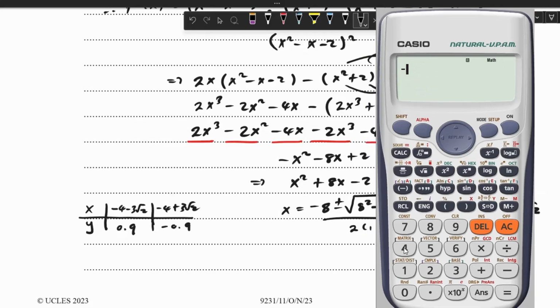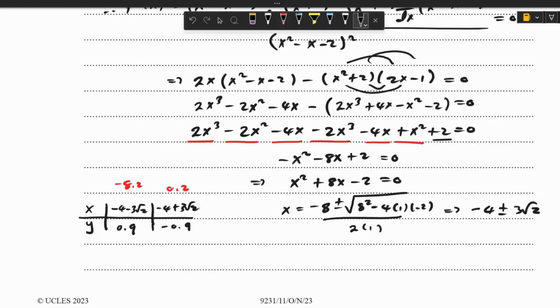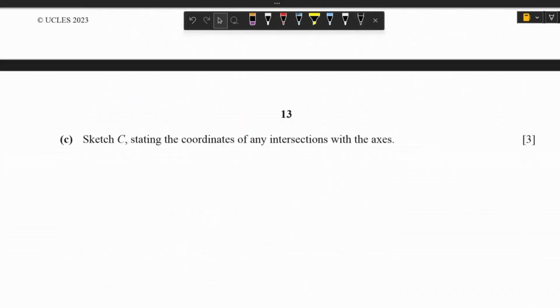Now, minus 4 minus 3 root 2 itself is actually minus 8.2 to 1 decimal place, and minus 4 plus 3 root 2 to 1 decimal place is 0.2. So the coordinates we have are minus 8.2 and 0.9, and 0.2 and minus 0.9. So these are the coordinates we're looking for. Let's move on to part C.